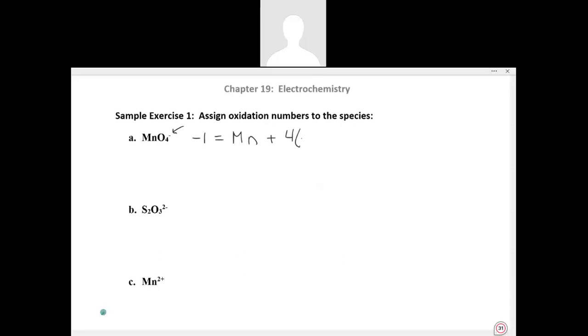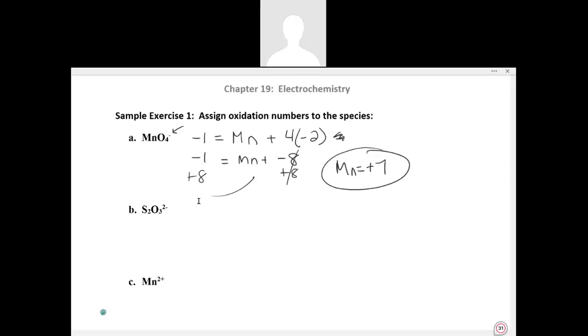Then we have 4 oxygens, each of which is -2. So all of this together, we already have our equal sign, so we're going to say -1 equals manganese plus -8. I'm going to add 8 to each side. So this manganese will have a +7 oxidation state.